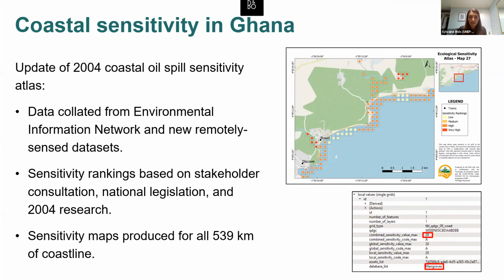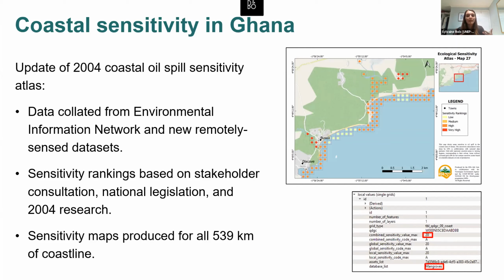The sensitivity rankings of each environmental asset, that includes both the ecological and socioeconomic features, were agreed upon based on stakeholder consultation, and again, using the Environmental Information Network and discussing with other ministries and agencies, using as well the information from the original 2004 Atlas, as well as the national legislation. And all this information was then compiled and run through the MESA tool to produce sensitivity maps as the one displayed here for all 539 kilometers of the coastline.